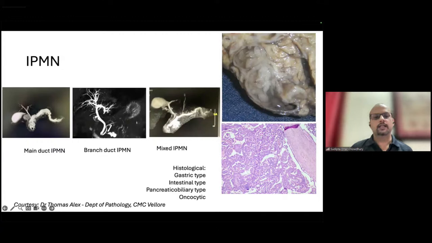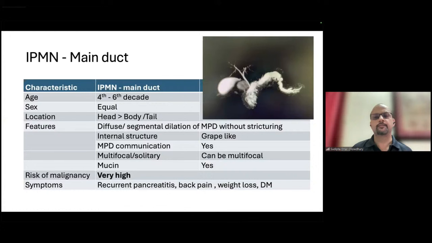Now, IPMN, this is the other group of mucinous neoplasms, and they are of 3 different variants. One which happens only in the main duct, called the main duct IPMN, ones which are in the side branch, or branch duct IPMNs, and those which have a combination of both main and branch duct IPMN. Now, this is one postoperative specimen. As you can see, there are multiple proliferative lesions within the duct, a dilated duct with thick mucin. Histologically, they can be of 4 types: gastric type, intestinal type, pancreatobiliary type, or oncocytic type.